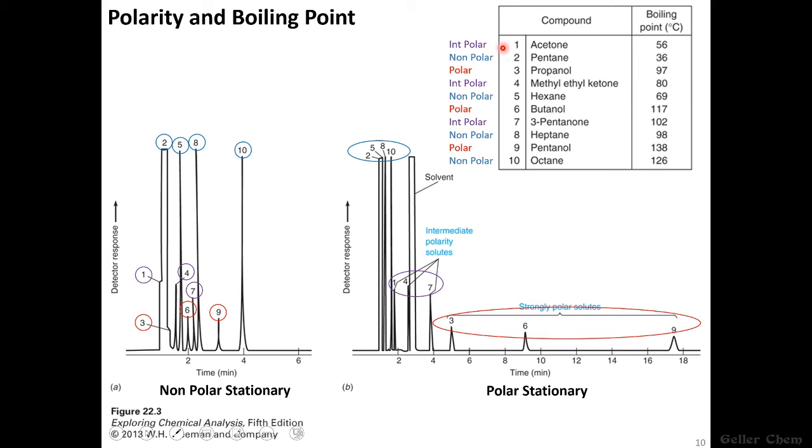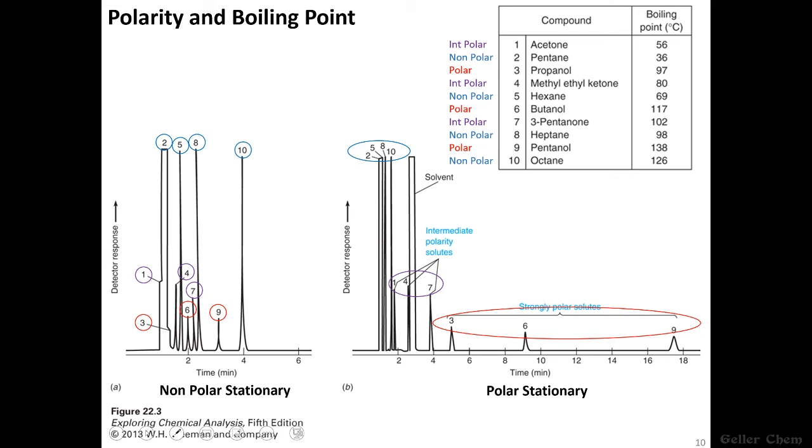And then compounds 1, 4, and 7, which will be purple, are intermediately polar. And once again, they are organized in order of increasing boiling point from one another. And finally, in red, compounds 3, 6, and 9, very polar, propanol, butanol, pentanol, each one getting larger than the other, each one having a higher boiling point than the other. Now let's look at the chromatogram itself.